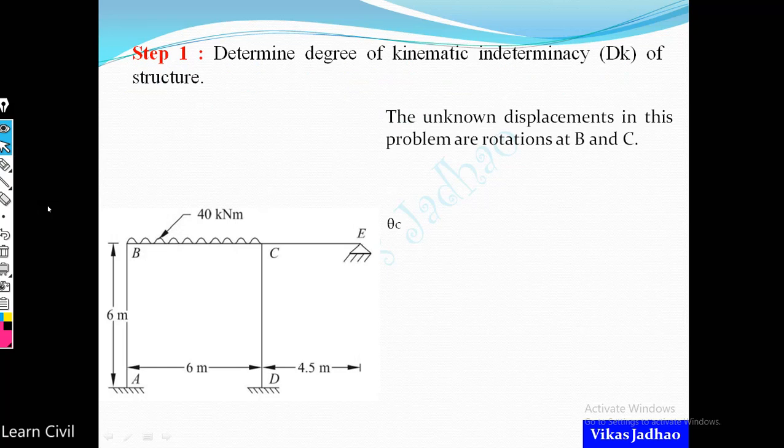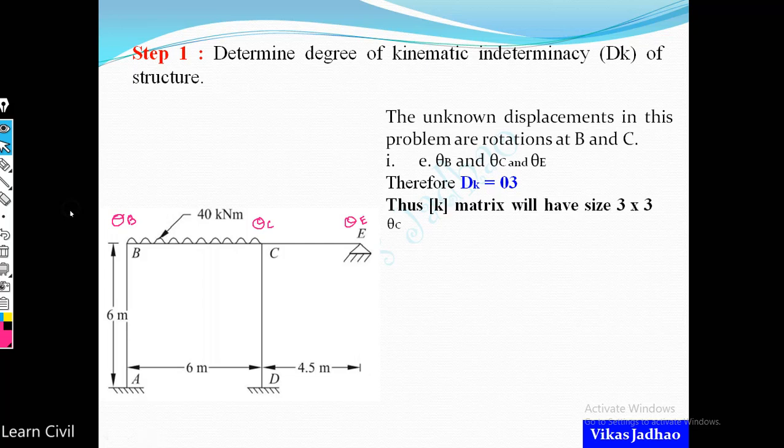So step number 1 is to determine the degree of kinematic indeterminacy of the structure. Now you can see here this particular structure will have three unknown displacements, theta B, theta C and theta E. So we will have three unknown displacements, therefore the degree of kinematic indeterminacy will be 3, and therefore the size of the stiffness matrix which will be formed for this particular frame will be a 3 by 3 matrix.